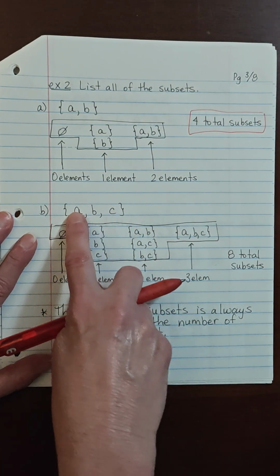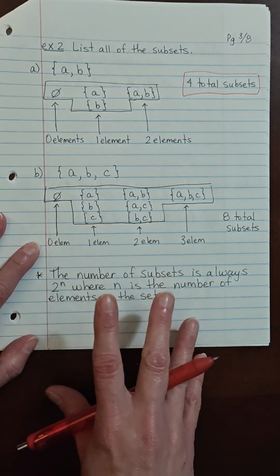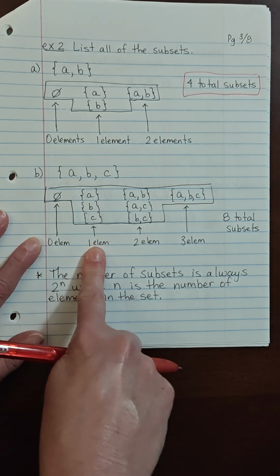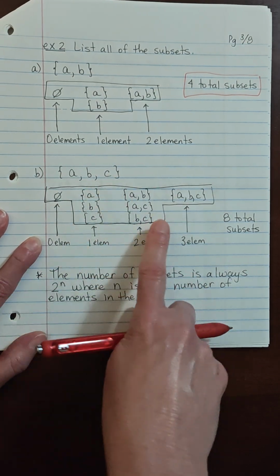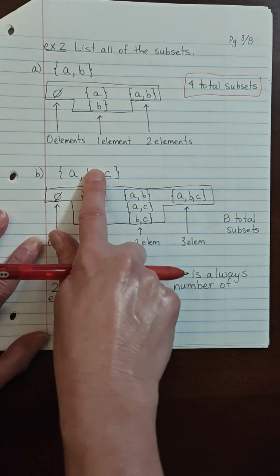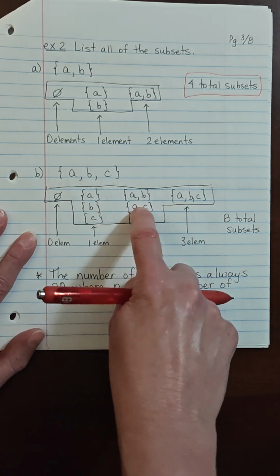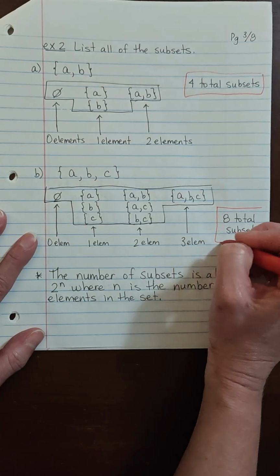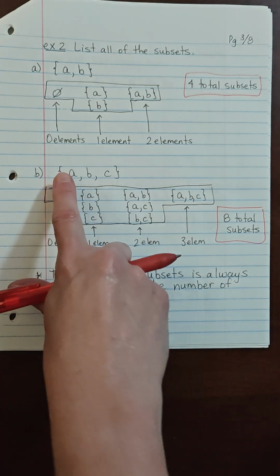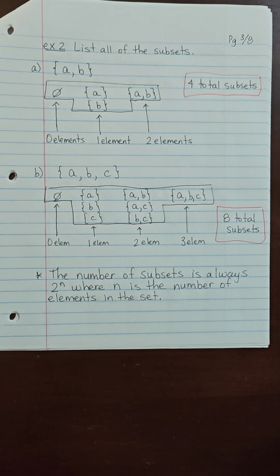If this increases to 3 elements in a set, now look at how many subsets I got. I've got the 0 element subset, the empty set, and then the 1 at a time elements. That's just A, just B, just C. And then I take them 2 at a time: A, B, A, C, B, C. Then I take it 3 at a time. Here I've got 1, 2, 3, 4, 5, 6, 7, 8 total subsets. Now you can see how this can get out of hand really quickly. If I start having like 4, 5, 6 elements, I'm going to have a lot of subsets.